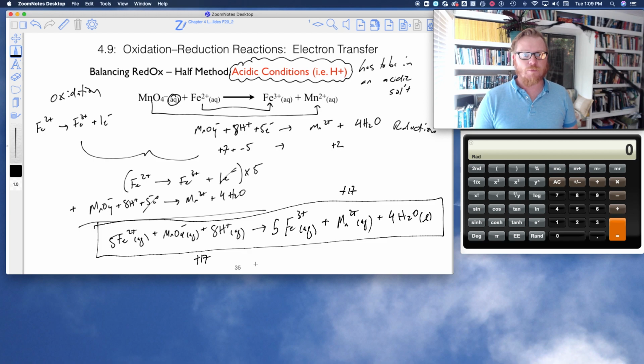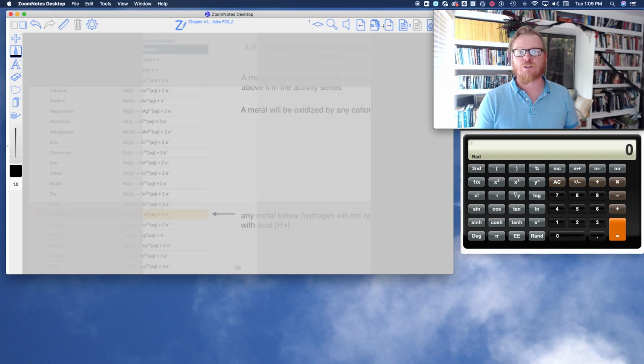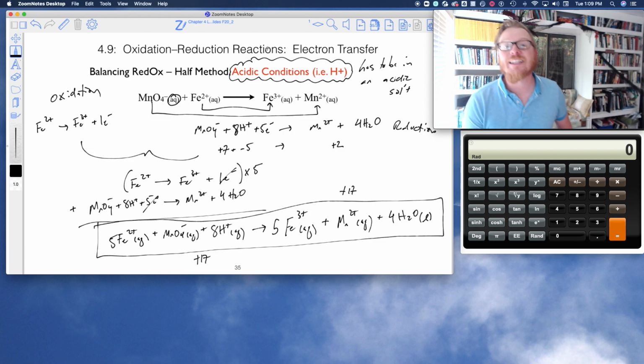What's happening with this thing here? So why is it that we had to have acidic conditions for this particular redox reaction?